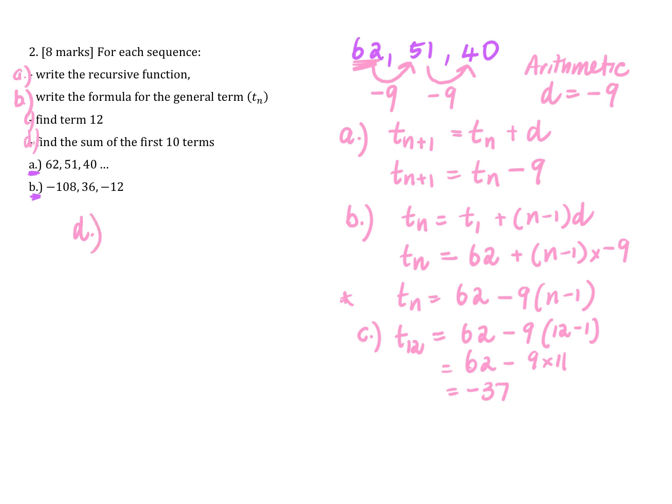It asks for the sum of the first 10 terms. So what does that formula look like? The sum of the first n terms is n over 2 lots of 2 term 1 plus n minus 1 d. So the sum of the first 10 terms is going to equal 10 over 2, 2 lots of term 1, 2 times 62, plus n minus 1, sum of the first 10 terms, 10 minus 1 is 9, lots of the difference, which is negative 9.